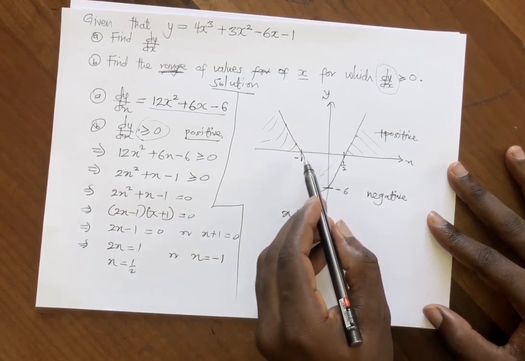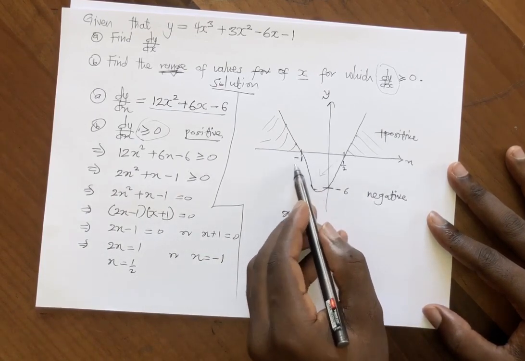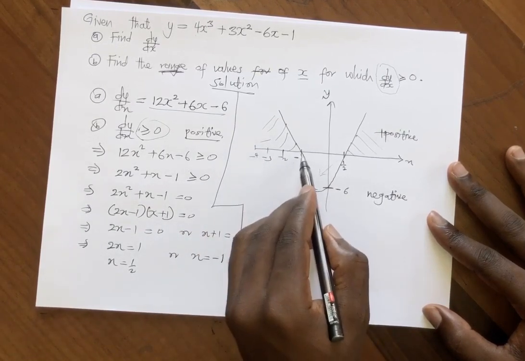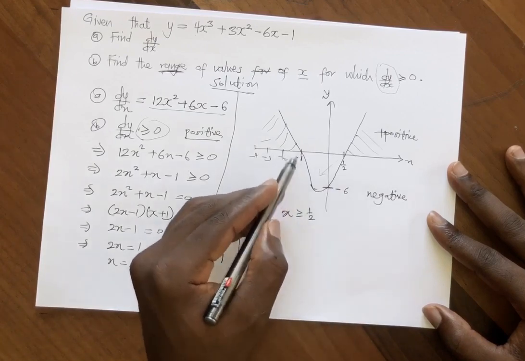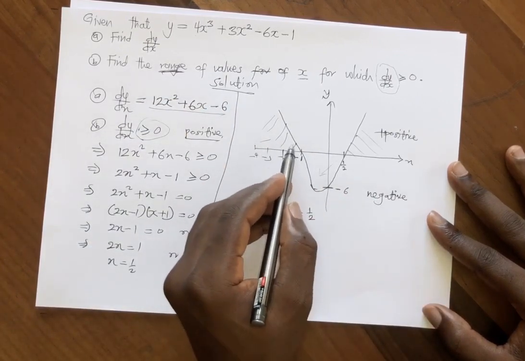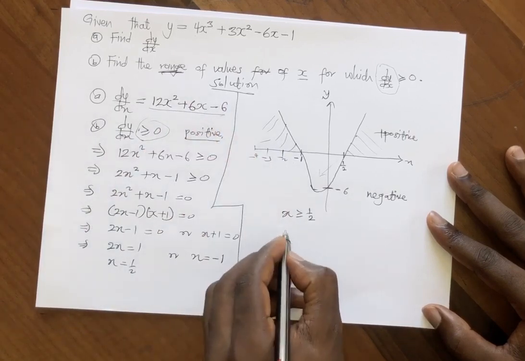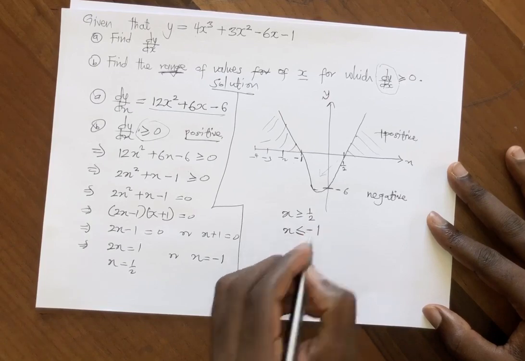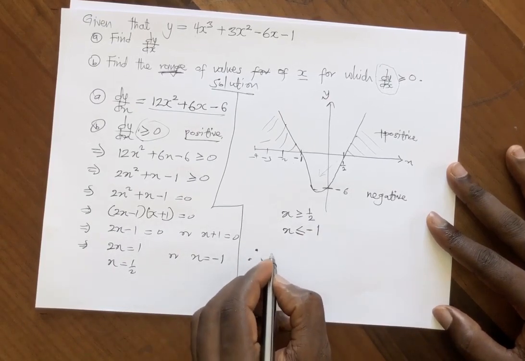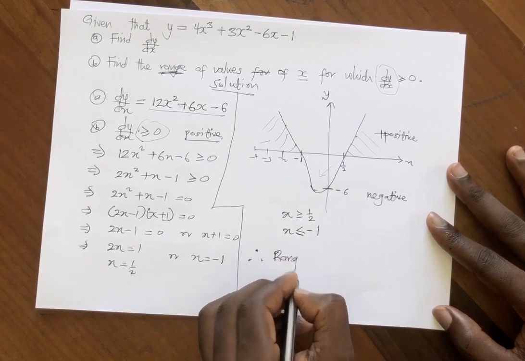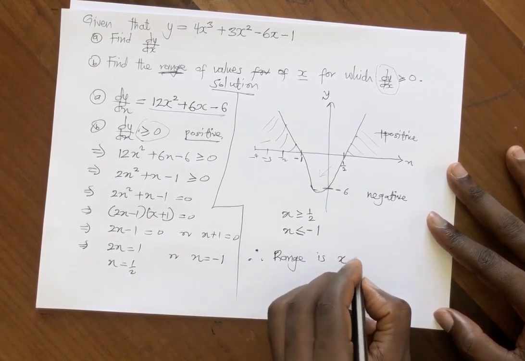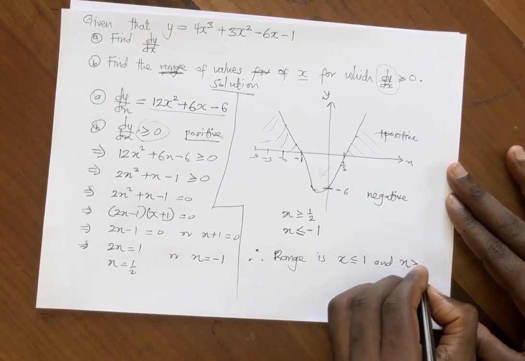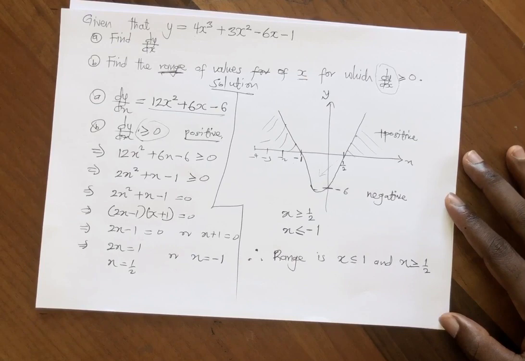Now, when x is less than negative 1, it means you are coming to negative 2, negative 3, negative 4, okay? When x is less than that, you can see that the curve is above the x-axis, okay? So that means that you are reading positive values. So when x is less or equal to negative 1, all right? Therefore, the range that you are told to look for is when x is less or equal to negative 1 and when x is greater or equal to half, and you are done.